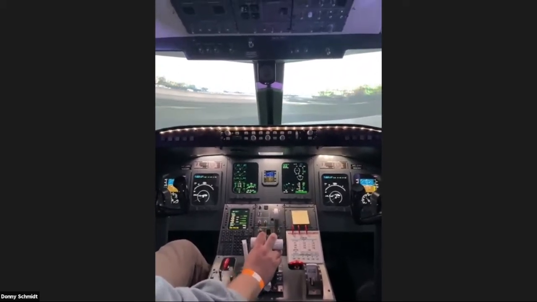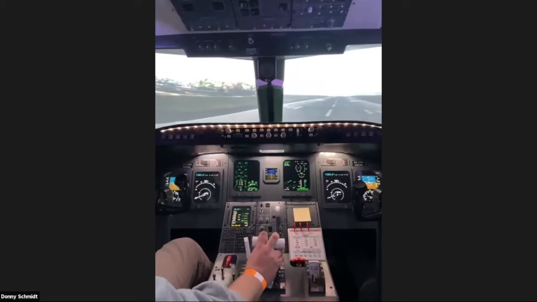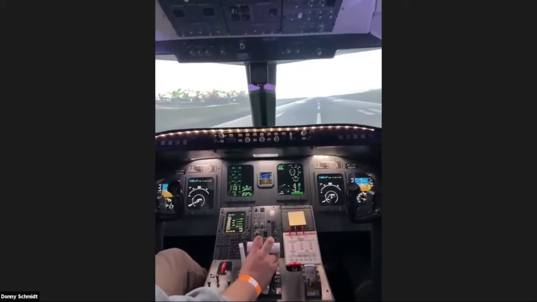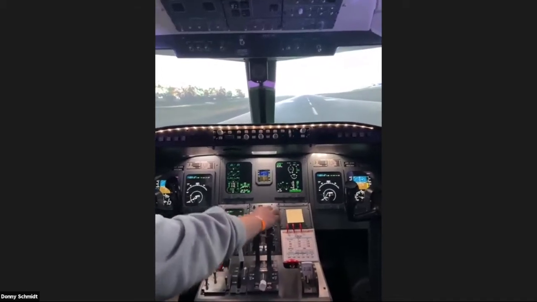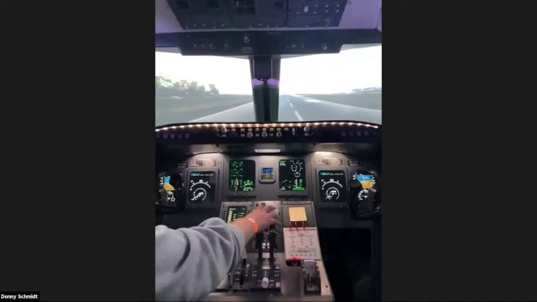So as you can see, the visuals are pretty darn cool. There's Atlanta. Let's see if I can not run it off the end of the runway. Please don't. All right, and we're moving.